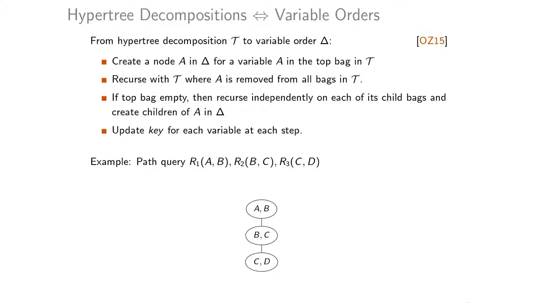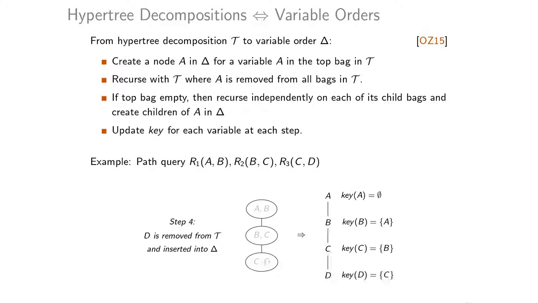Good, so for the path query, we have AB, BC, CD. So this would be our hypertree decomposition. So what do you do? We take A, we put it as the root, and then we take B, we eliminate B from both bags, the top and the child bag, and put it in the variable order. And now we are left with C and CD. Below, we take C, and then we take D.